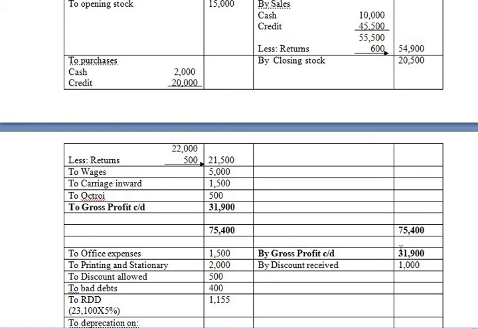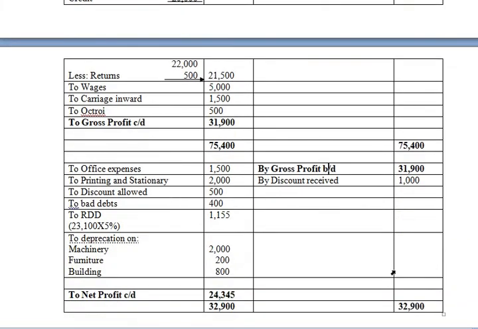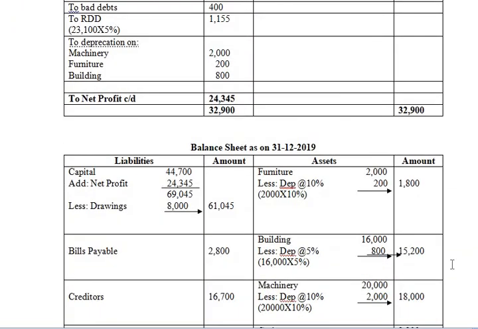By gross profit brought down, not carried down, 31,900. When you close this profit and loss account, total will be 32,900. Balance of this is 24,345. This is nothing but net profit which is carried down. This profit will be taken to the balance sheet to the capital. So add net profit.